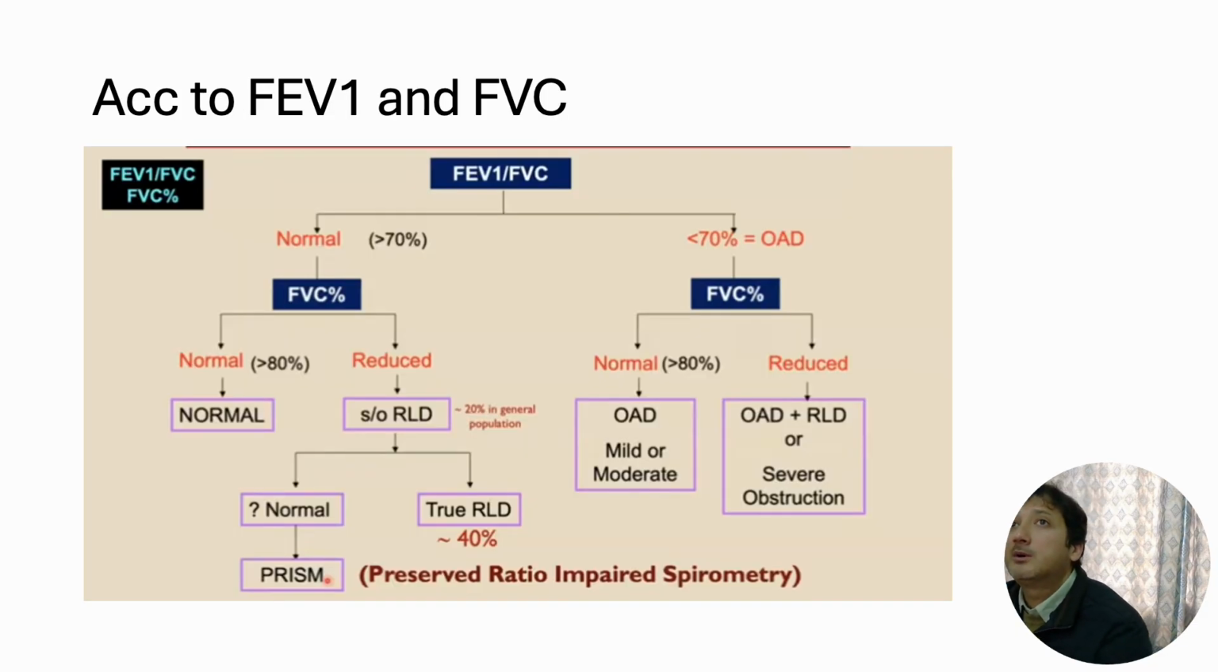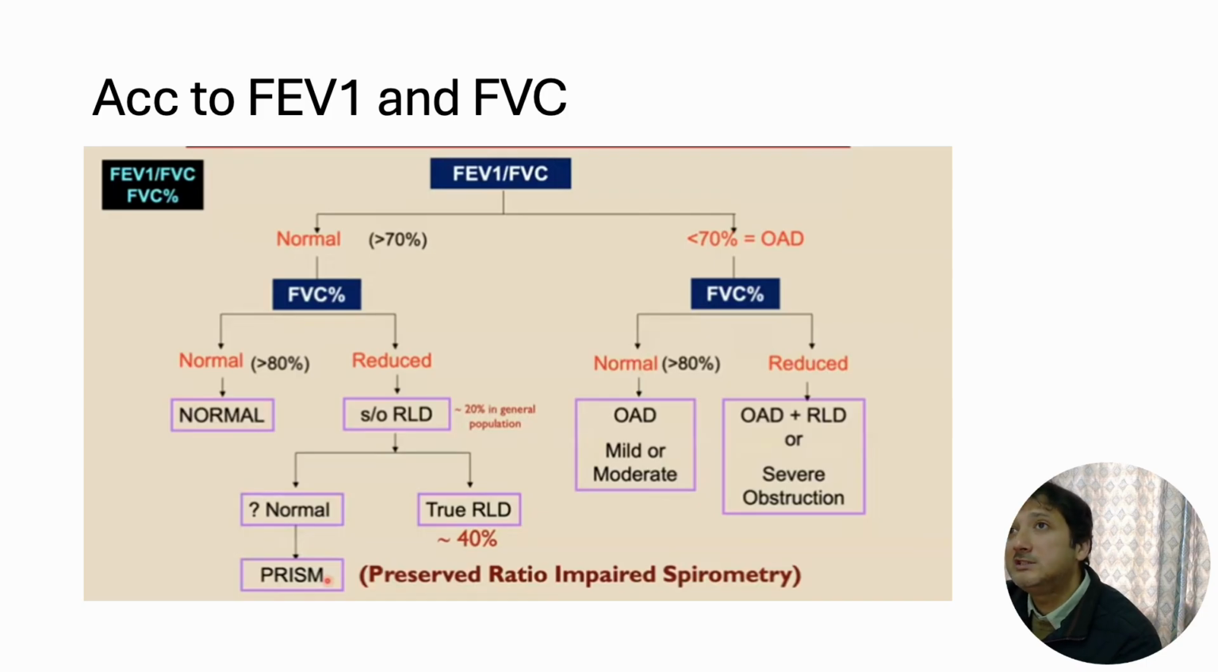So how do we analyze the report? We usually use the FEV1/FVC ratio. If it is less than 70%, we know it's obstructive. Then we look at the FVC. If the FVC is normal, it is obstructive airway disease only, mild or more, but there is no restrictive component. As I already said, a restrictive component will always have a reduced FVC, but if it's normal, there is no restrictive component. But if FVC is reduced, then you usually have a restrictive component.